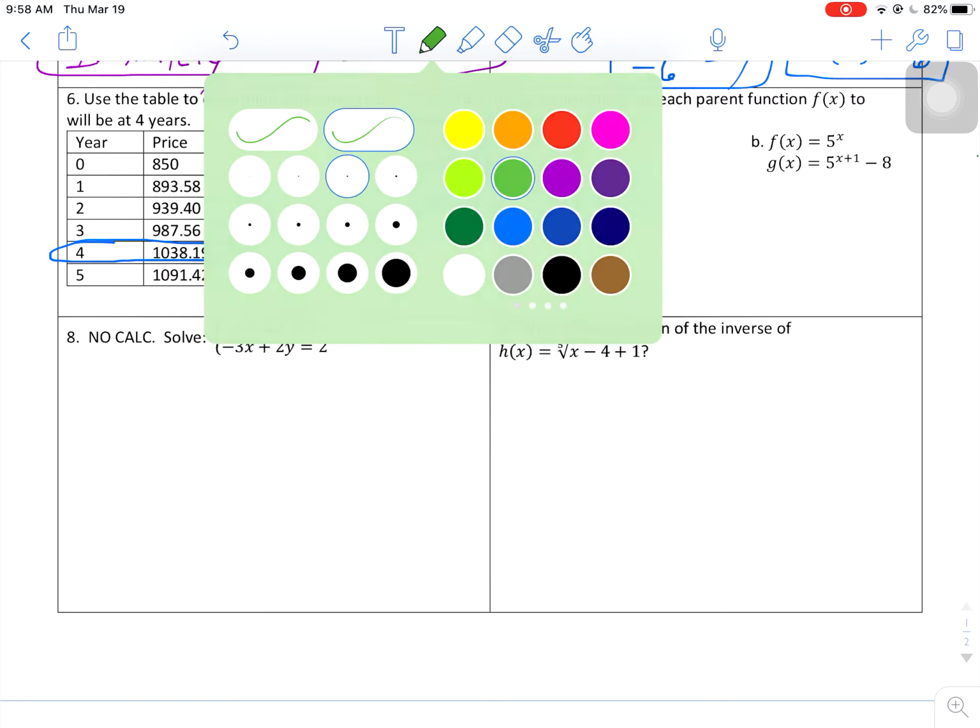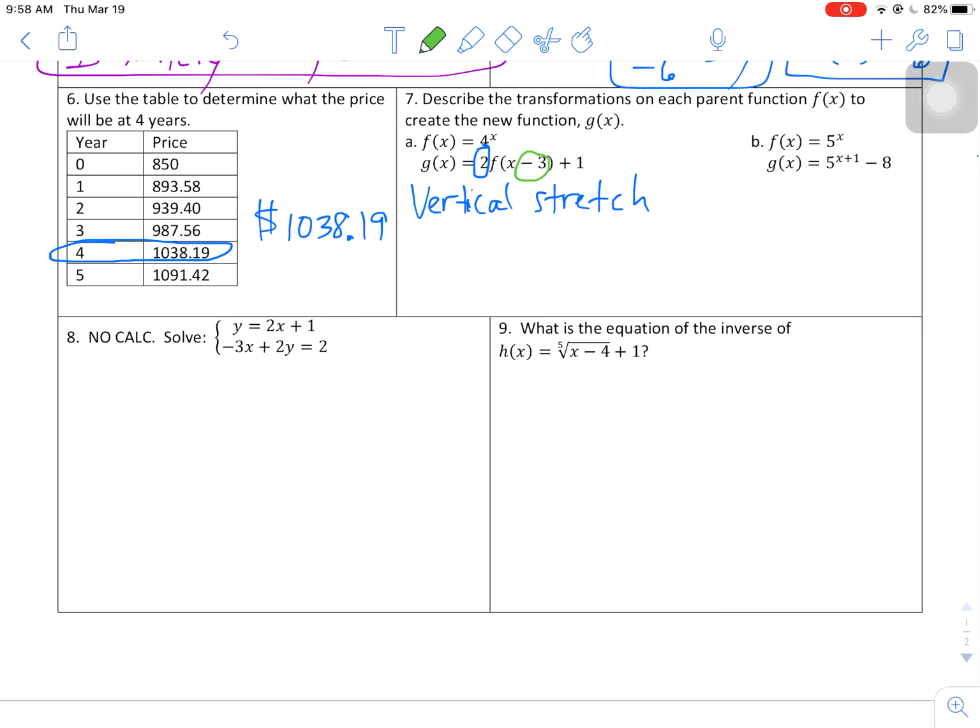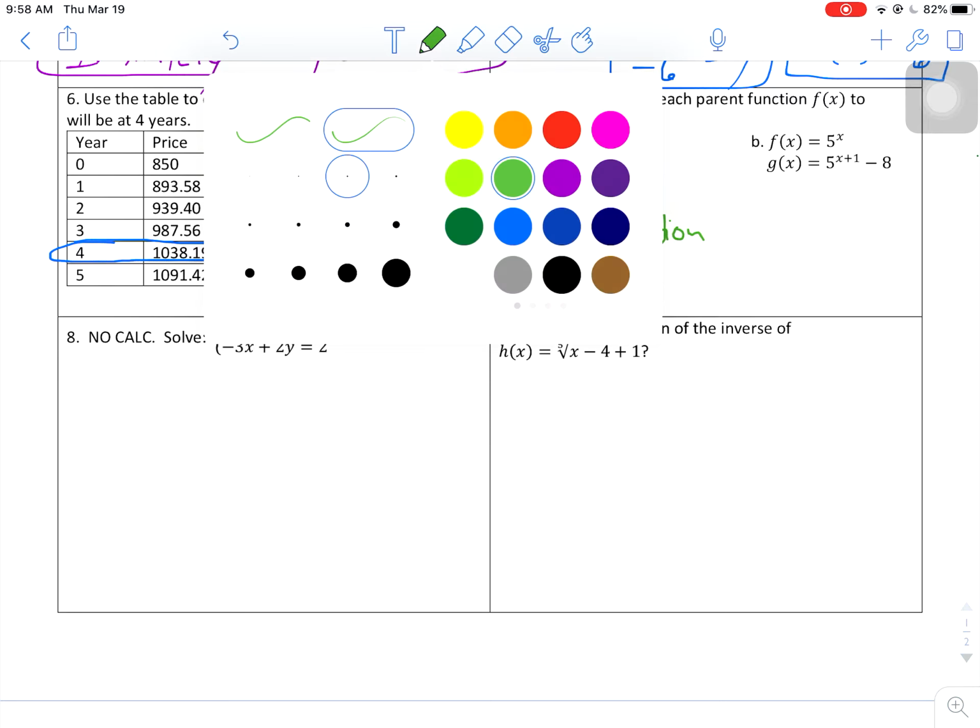That minus 3 is inside the parentheses. So anything inside the parentheses has to do with a horizontal transformation. So that's going to be a horizontal translation. And remember, the horizontal ones are always the opposite of what we think they should be. So that's going to be to the right 3.